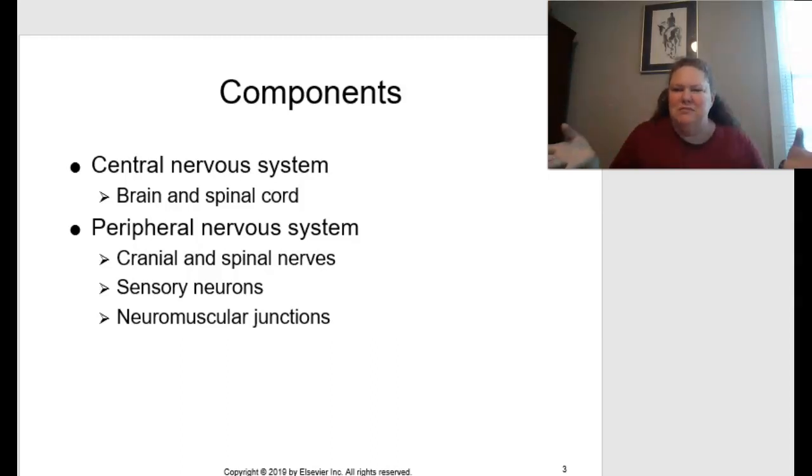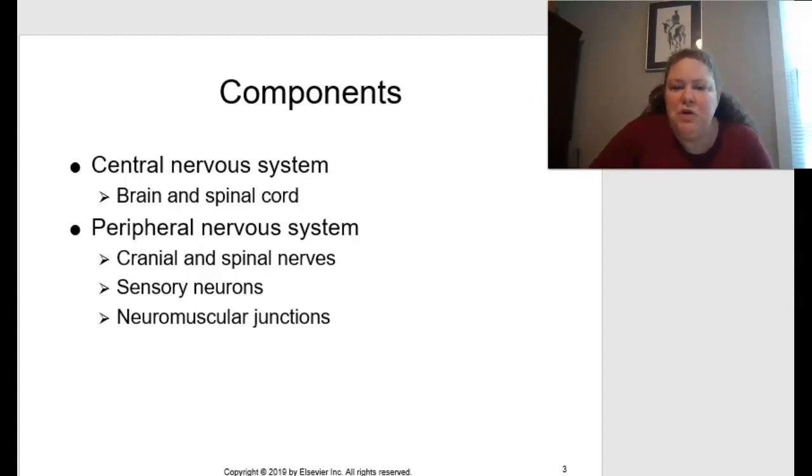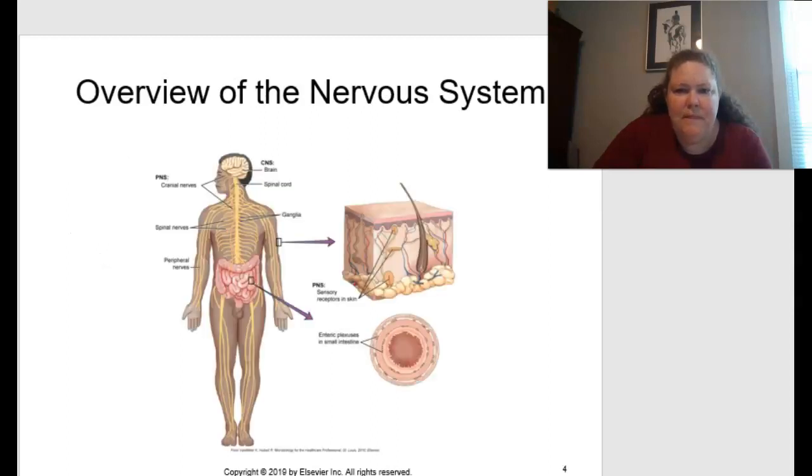Peripheral means like the outside, so it's kind of like your peripheral vision is on the outside, right? So your peripheral nervous system is going to be the branching off from that spinal cord and the brain, right? That's going to include your cranial and your spinal nerves, your sensory neurons, as well as your neuromuscular junctions.